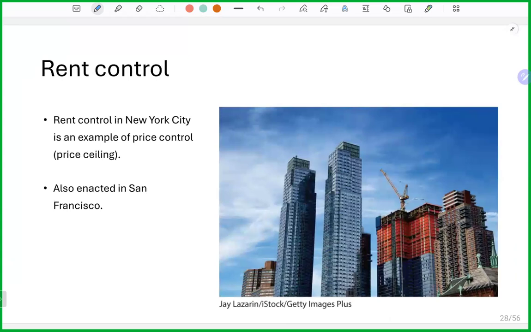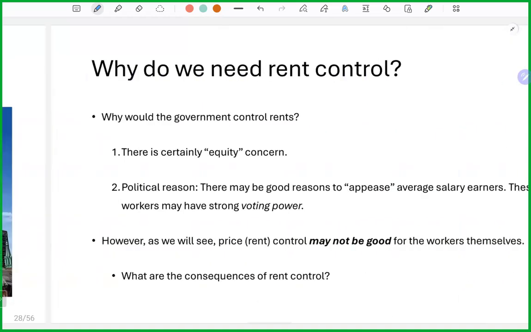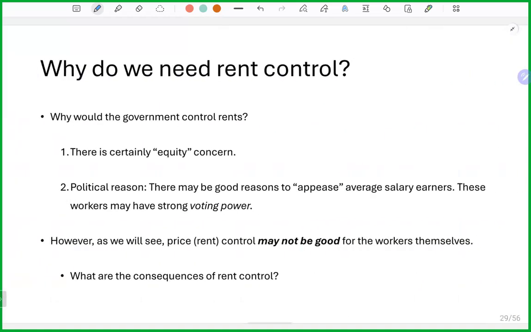Usually it is enacted in big cities such as New York City, and San Francisco also has a similar kind of rent control policy. And then we want to understand the consequence of this policy. What kind of inefficiency is generated when rent is controlled in an otherwise well-functioning, competitive market? Why do we have rent control?